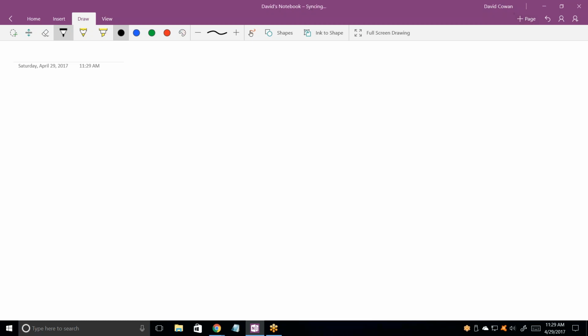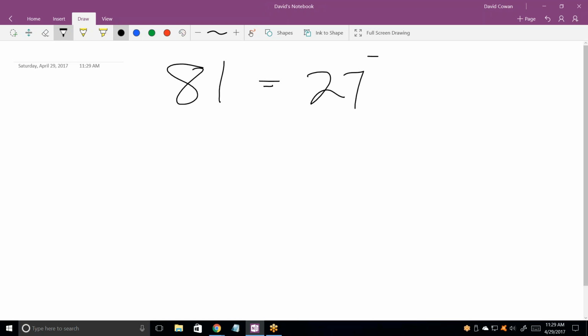Gotcha. All right, so next, this is 81 equals 27 to the negative x minus 1 power. Like that? Yeah, there's no parentheses. It matters. Because that would have turned it into minus x plus 1. Right. That's a different function.